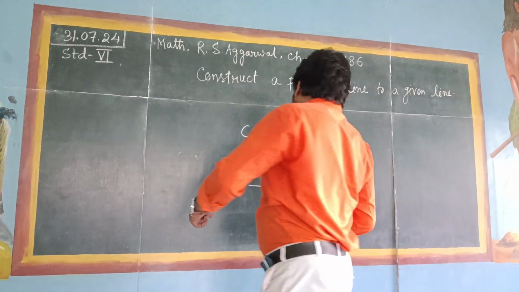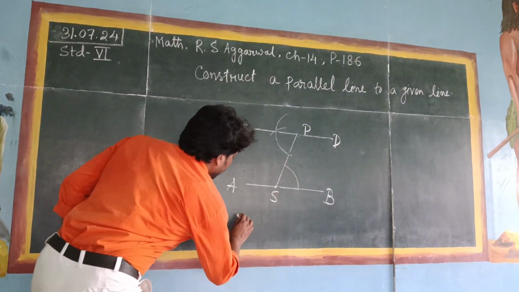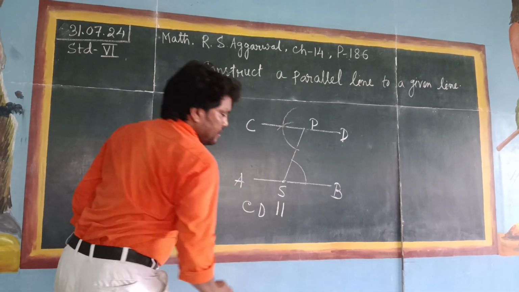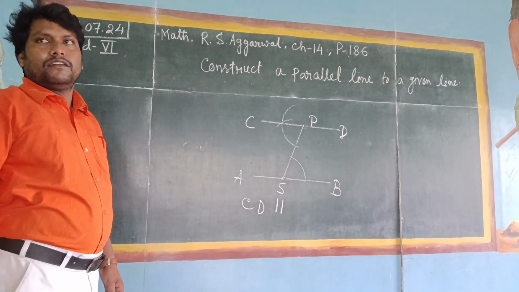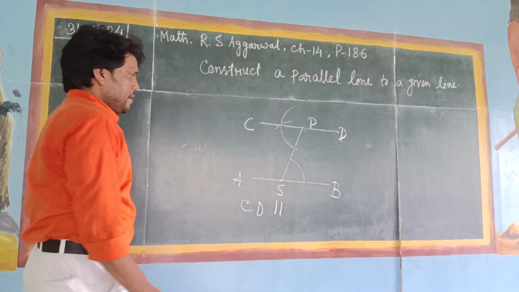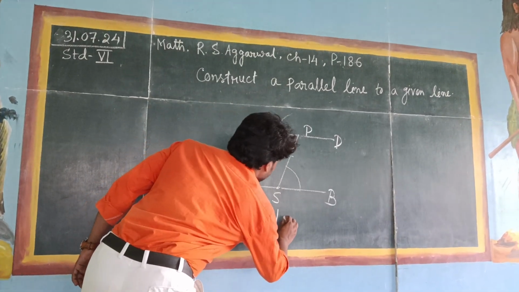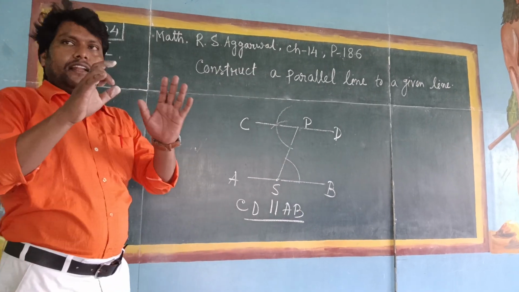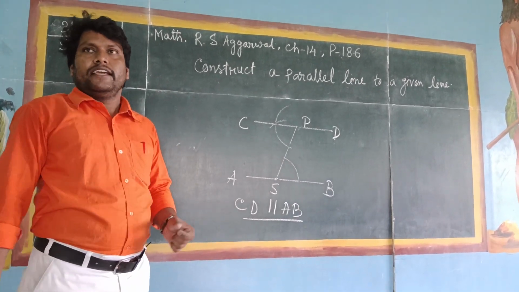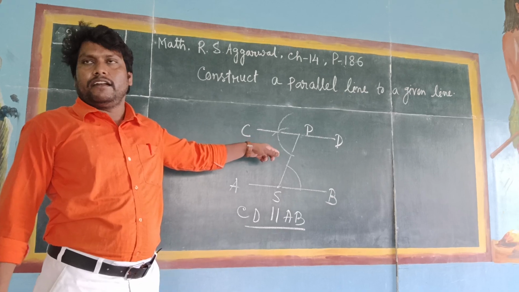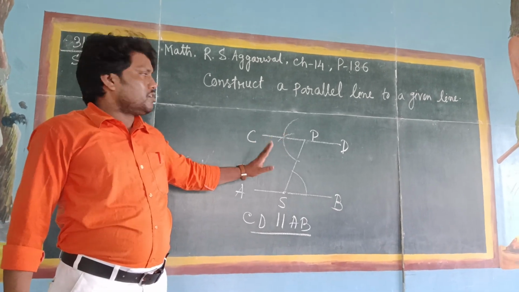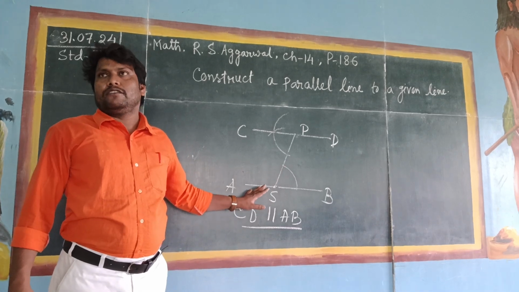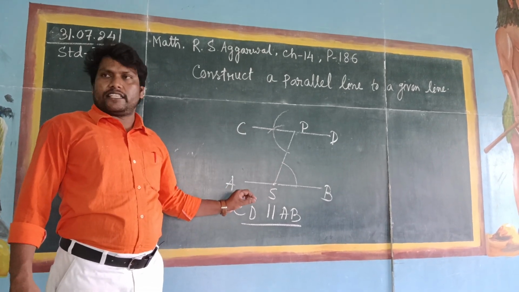How will you write it? CD parallel. This is the symbol of parallel. So CD parallel AB. Okay, in your examination, if this kind of question is given, you will have to just draw. Do not explain the process.